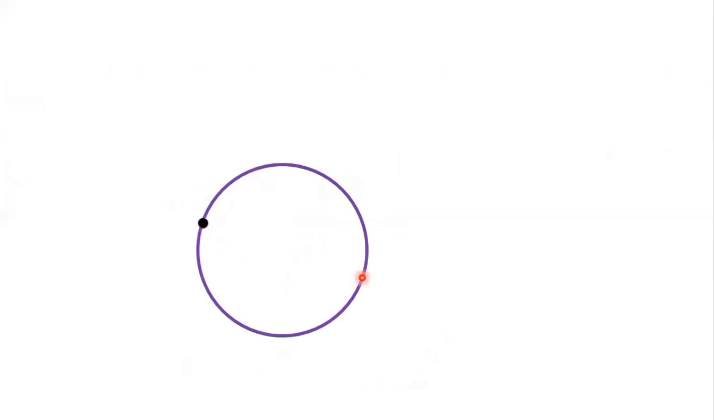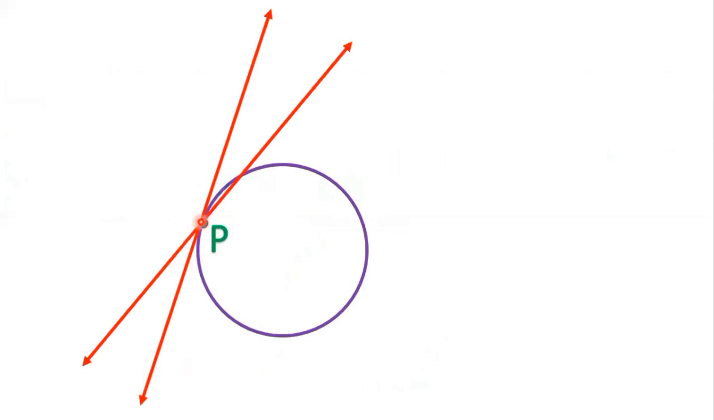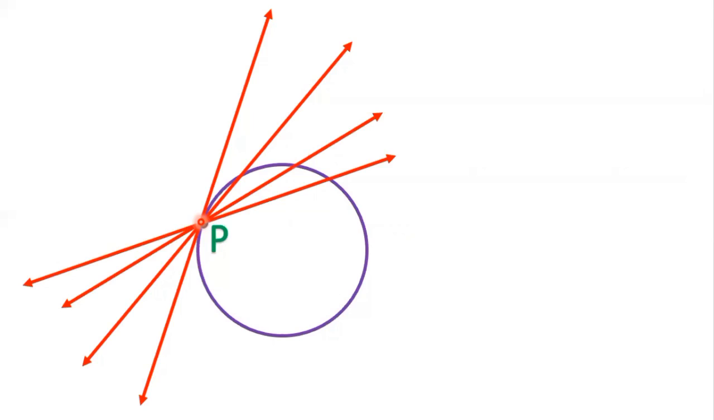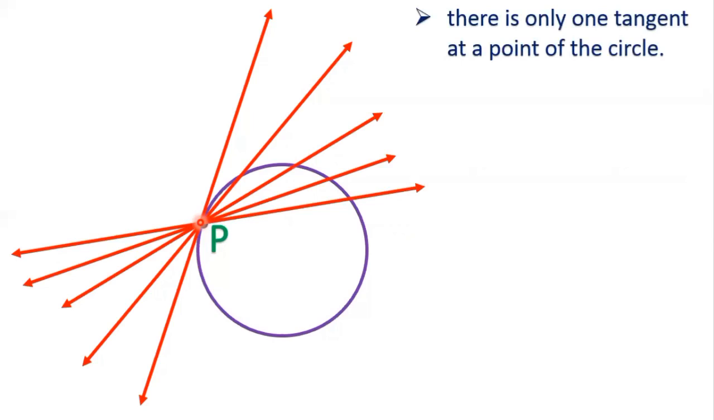Now, observe this figure and mark a point on the circle. Now, you have to draw lines passing through this point. Draw lines passing through the point P. Now let us draw lines. See, these are the lines passing through the point P. You can draw so many lines passing through the point P.